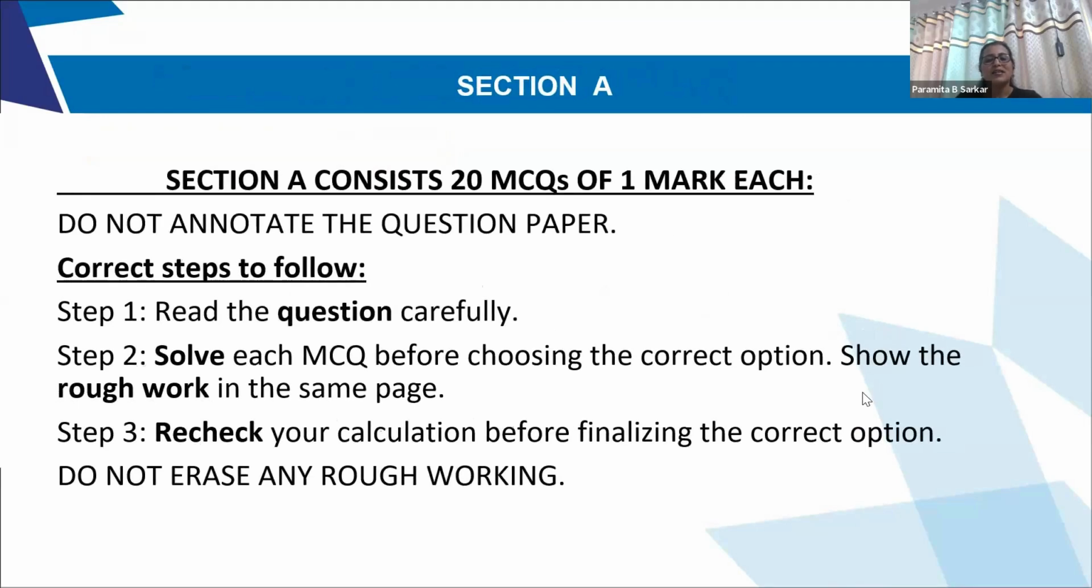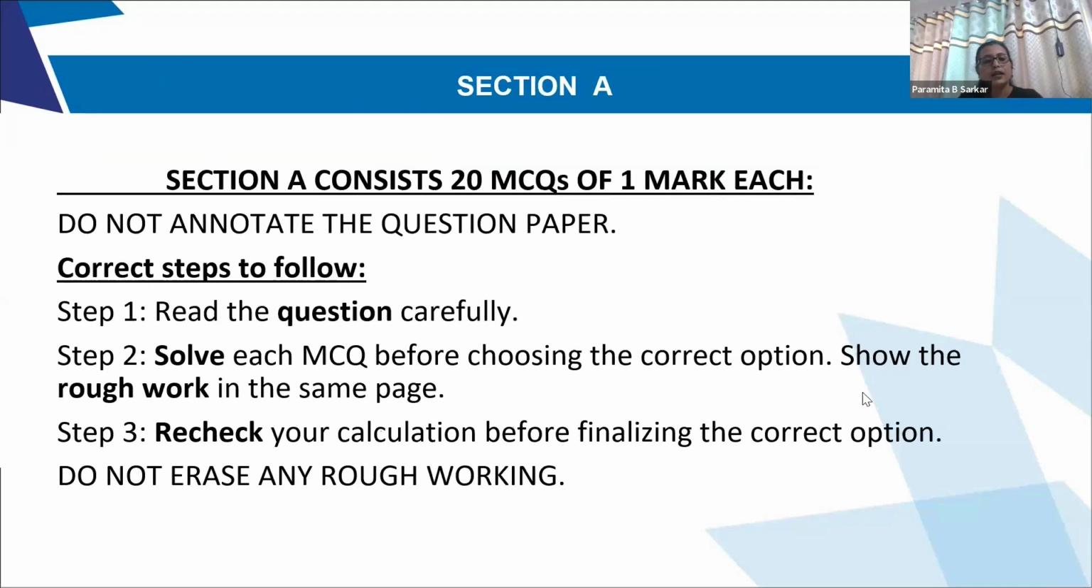Now, coming to Section A, it consists of 20 MCQs of 1 mark each. What are the correct steps? Do not annotate on the question paper. Sometimes I have seen that students mark questions with a tick mark. Suppose you have answered 4 questions, you have ticked 1, 2, 3, 4. Do not tick, because any kind of tick mark or any kind of writing on the question paper will be considered as malpractice. So do not write anything on the question paper.